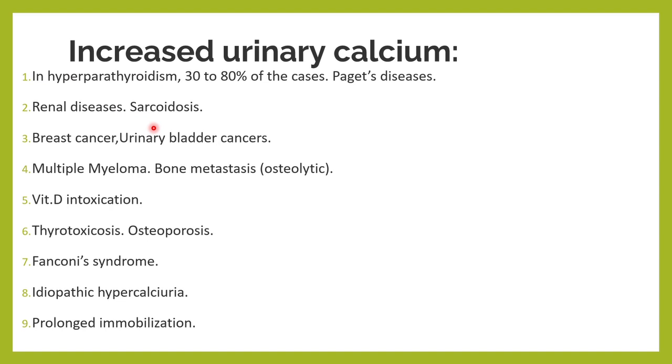In sarcoidosis, when there is hypercalcemia, and in breast cancer, urinary bladder cancers, etc., they cause hypercalcemia because of these parathormone-related proteins, and they can increase the level of calcium in the urine also. In vitamin D intoxication, the level of calcium in the blood increases, and hence increased excretion also happens in the urine. In thyrotoxicosis, there is increased resorption of the bone. Similarly, prolonged immobilization will cause resorption of the bone and hypercalcemia, and increased calcium will be excreted in the urine.